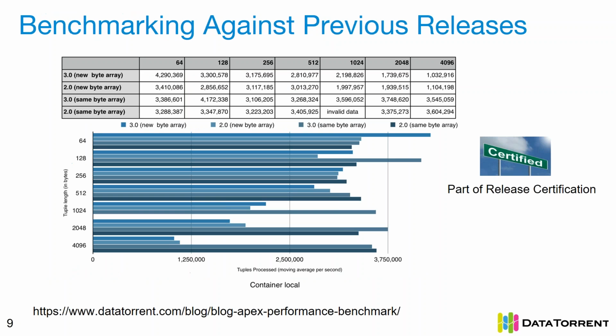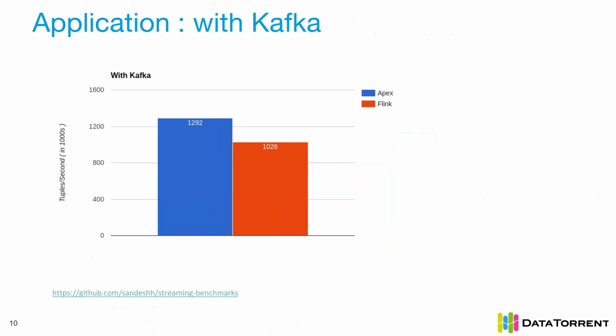We take benchmarking seriously, and every release we benchmark various features that we have, like container local. This is one example wherein we compared the older version of Apex for container local with different data sizes and everything. The main point about this talk is to compare with Flink. So what we did was we ran the same application with Flink and Kafka. This is the number we got.